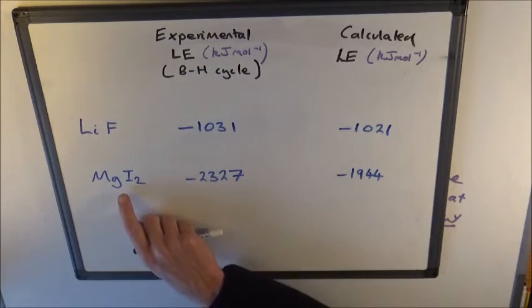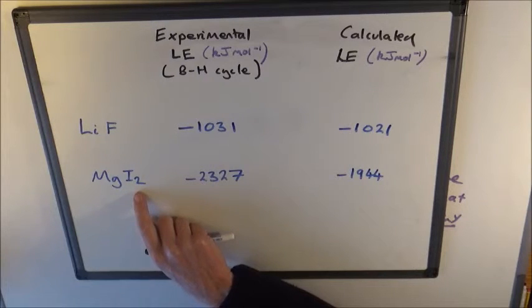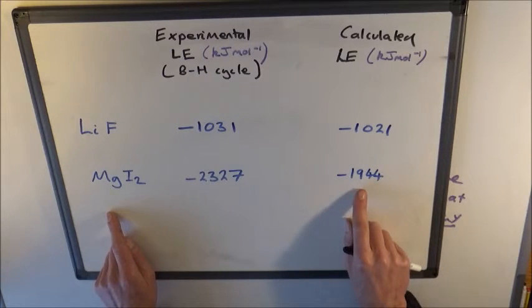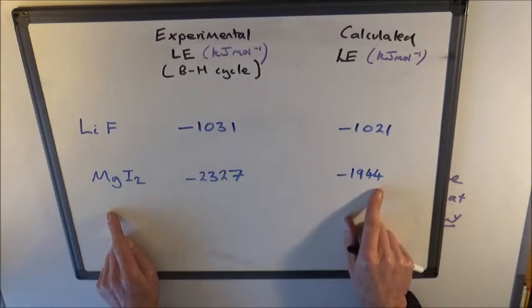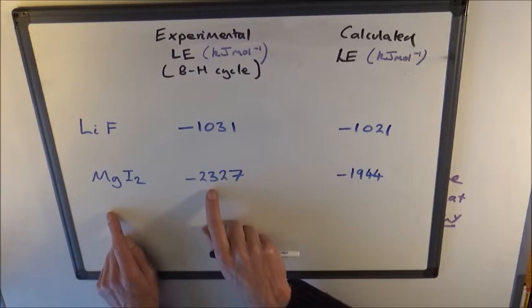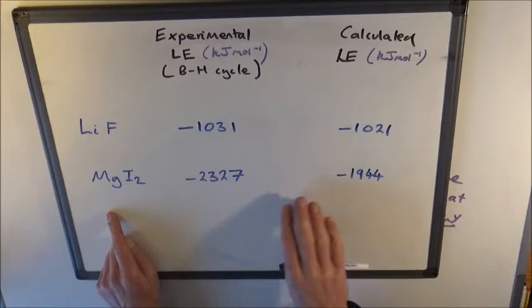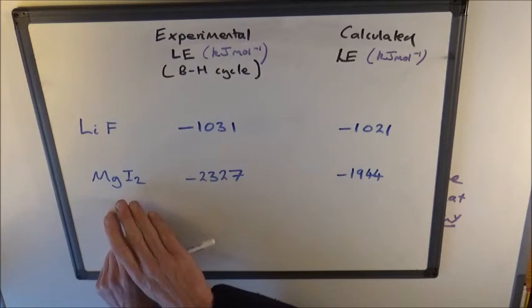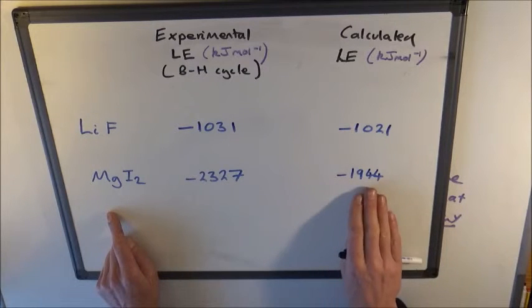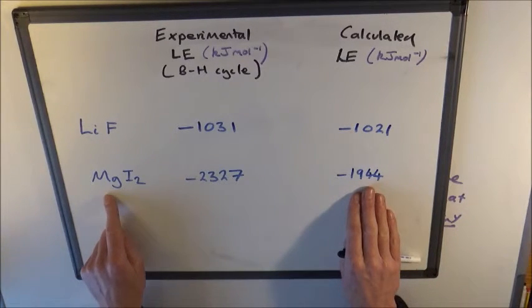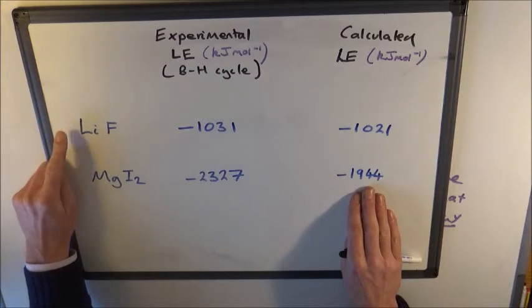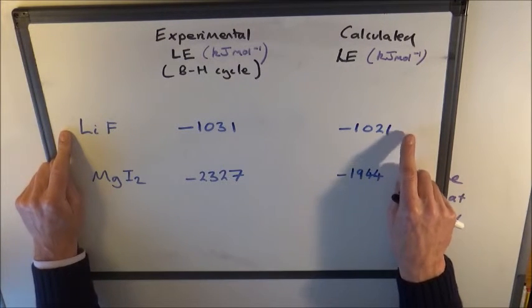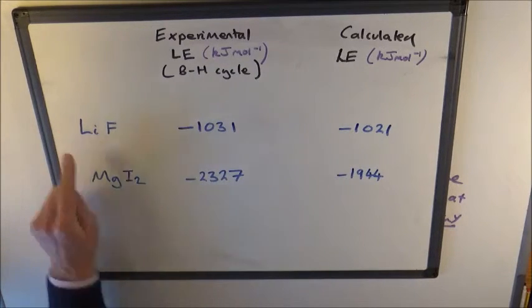If you wanted to take some solid magnesium iodide, the ionic lattice, and break it apart so you're producing individual ions in the gas state, based on this calculation you would only need to put in 1944 kilojoules per mole, but in practice you would need to put in 2327 kilojoules per mole. You'd have to put in more energy, so the ions are being held together more strongly than can be accounted for on the basis of ionic bonding in magnesium iodide, whereas in lithium fluoride, it fits the model very well. It's only really ionic bonding that you need to account for this.